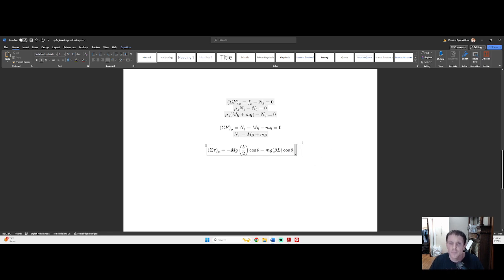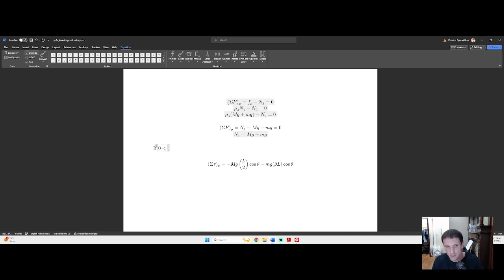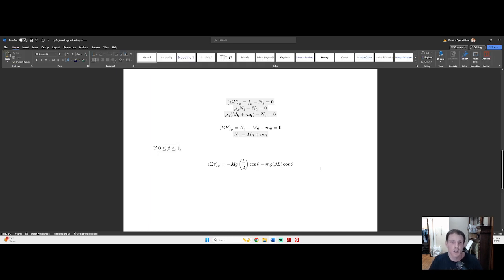Now, let's say beta is greater than or equal to 0 and less than or equal to 1. This allows me to plug in any value for the moment arm of the person on the ladder. In the case where beta is 0, the person is standing at the very bottom of the ladder, pretty much at the axis of rotation. And if beta is 1, they're all the way up at the top of the ladder.